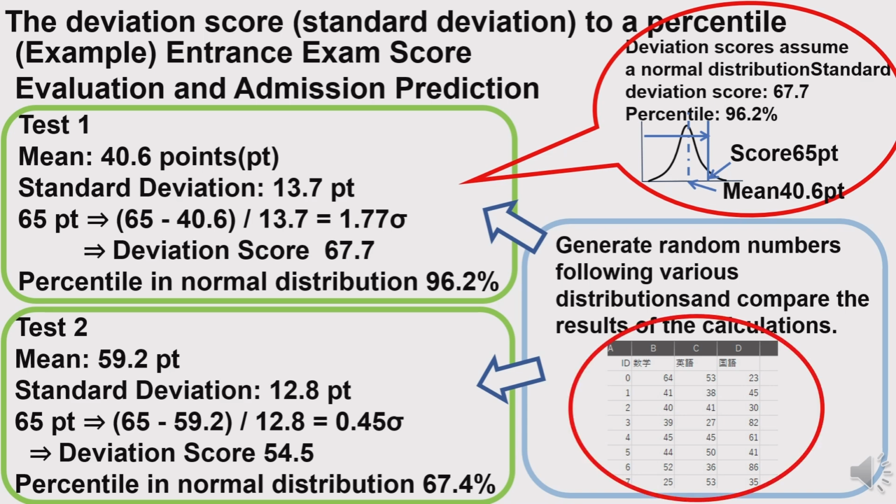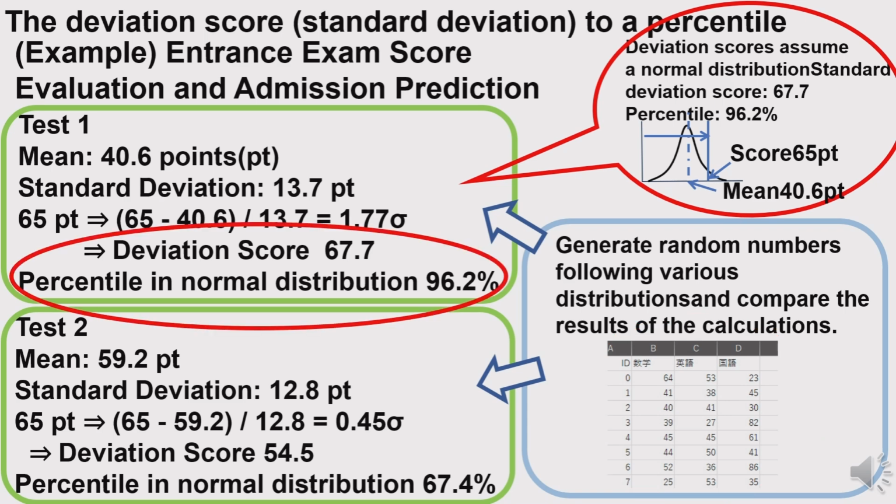To show the difference, imagine generating random numbers following certain distributions, treating them as scores from 1,000 students, then calculating the average, standard deviation, deviation score, and percentile. For example, if one test had an average of 40.6 and a standard deviation of 13.7, then a student scoring 65 points would get a deviation score of 66.7, which corresponds to the 96.2 percentile under a normal distribution.